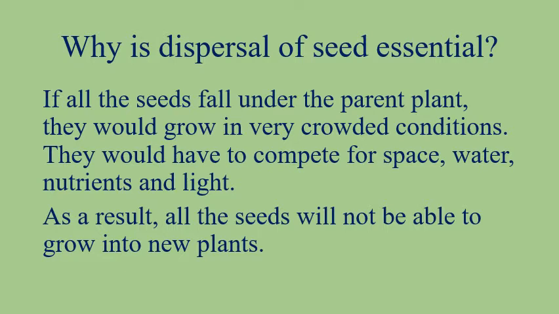As a result, the seeds will not be able to grow into new plants. Some seeds will survive, however, some seeds would die. That is why most plants have developed different ways by which they can scatter their seeds far and wide. So the process of this scattering or spreading of seeds to different places is referred to as dispersal of seeds.